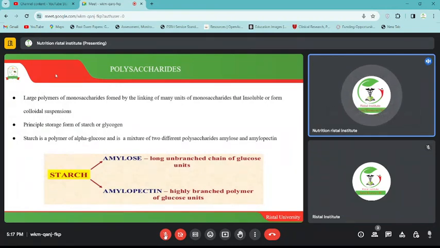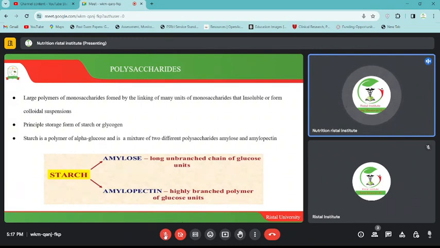So what are the differences between these two components, the molecules that make up starch? We have amylose, which is a long unbranched chain of glucose units, meaning there is no branch at all. The glucose units just join themselves by the 1,4 bonding, and there is no branching at all. Then we have the one that is branched, which is amylopectin, and there is also a form of branching in it. So that's basically how it is.